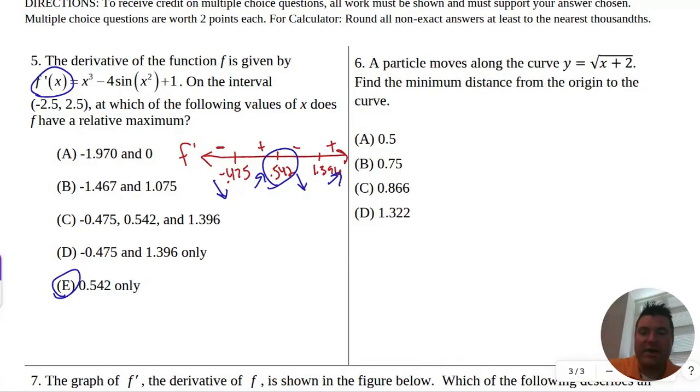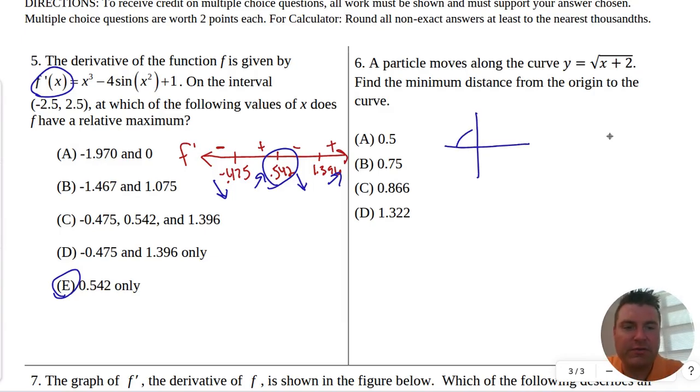This next one, we do have optimization coming up. We have a particle that moves along a curve, y equals the square root of x plus 2. I'm going to draw that for you right here. It's just a square root function that got shifted left 2. We're trying to find the minimum distance from the origin to the curve. So right there is the origin, and we're trying to see what the shortest distance is.